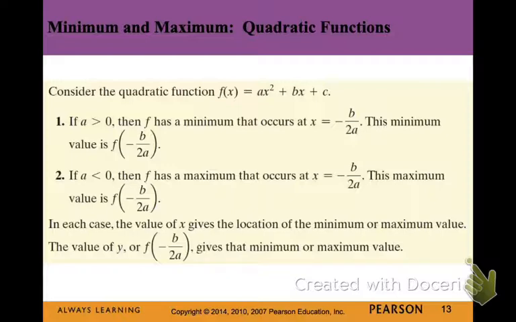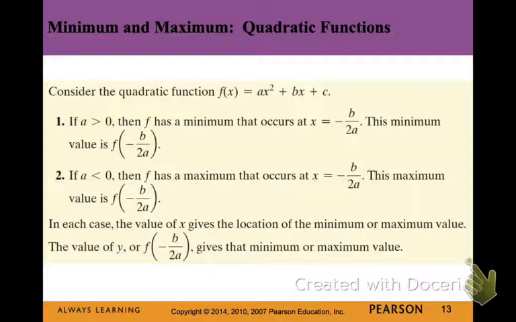So where x equals the opposite of b over 2a, and then the y value is the resulting value when you plug that into the equation for x. And the y value is the number that we say is our actual minimum value.